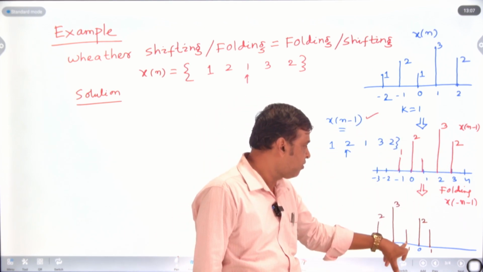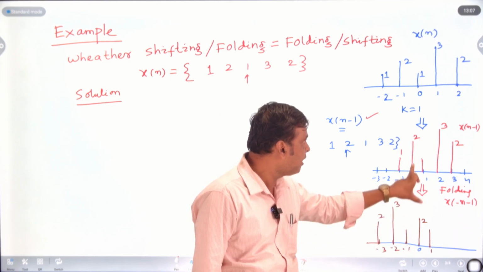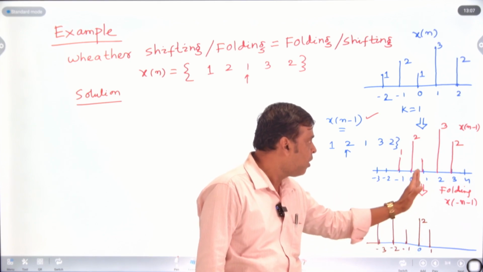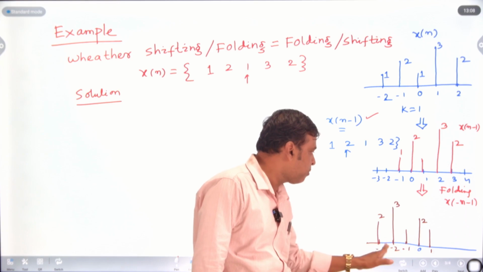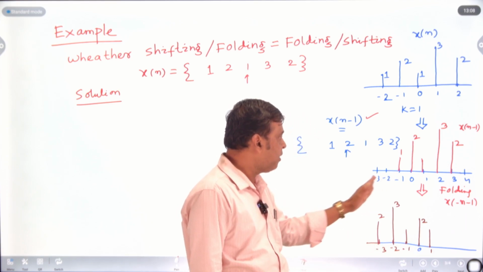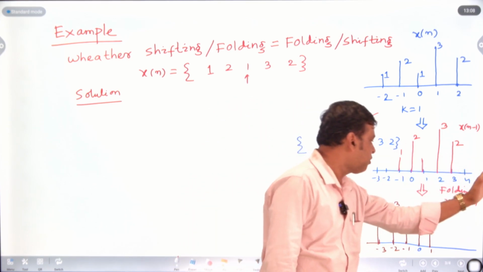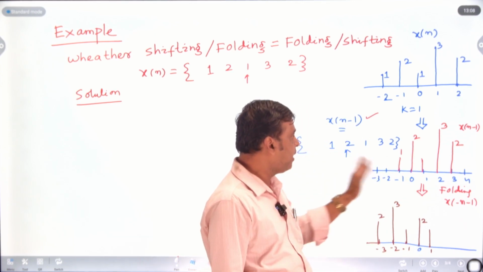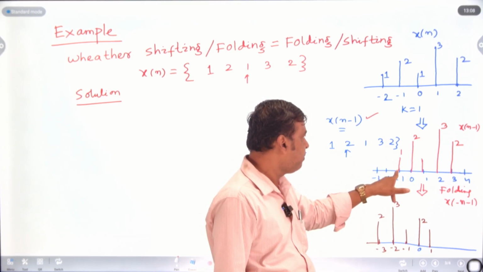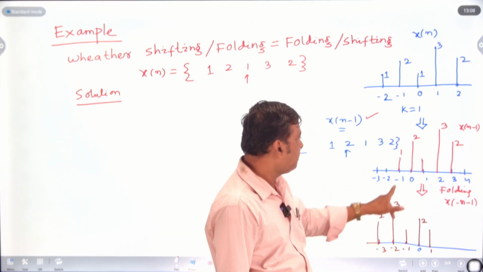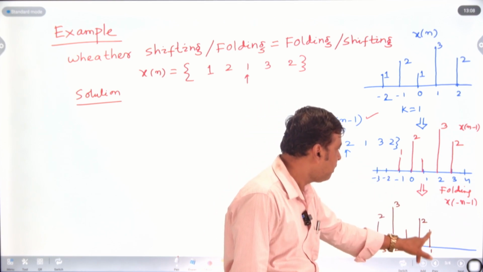Whatever n equal to 0 stays the same as it is. Whatever 1, 2, 3 becomes minus 1, minus 2, minus 3. Whatever minus 1, minus 2, minus 3 becomes plus 1, 2, 3, like this. Here in the negative side, minus 1, there is only one sample, that is 1. So that's why in plus 1, there is only 1 here.